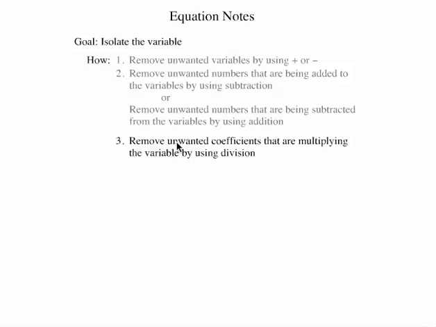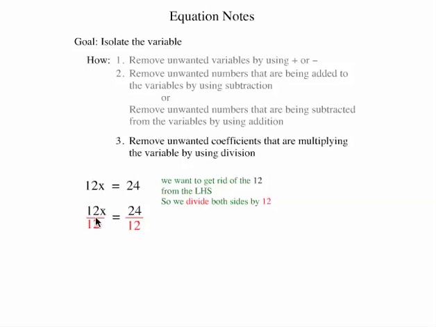What if we want to remove unwanted coefficients that are multiplying the variables? We would do that by using division. So if you had 12 times x is equal to 24, we want to get rid of that 12. Subtracting 12 isn't going to do it. So to get rid of the 12, we could divide by 12, right? If we divided the left-hand side by 12 and then divided the right-hand side by 12 to keep everything balanced, we'd end up getting x equals 2. So we want to get rid of the 12 from the left-hand side, so we divide both sides by 12. Look at that. These 12s cancel, and then 24 divided by 12 is 2. Ta-da!